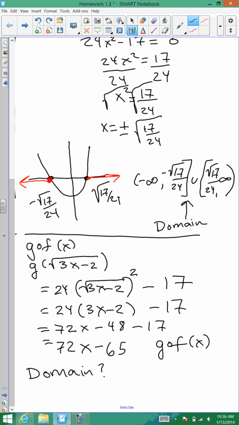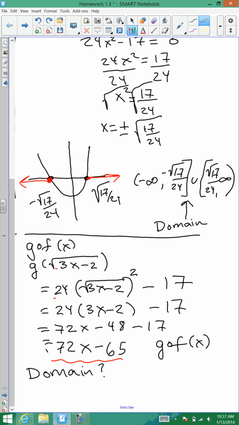Well, that's a little bit harder question than you might initially think, because if you look just at this, then you say, oh, it's just a linear function and its domain's all real numbers, but it doesn't really work like that. What happened was this is really a composite function, and every x first has to go through 3x minus 2, then it gets its square root taken, then it gets squared, then multiplied by 24, and then subtracted from 17. If your x is in the domain, it'll all just work out simplified down as 72x minus 65. But whether you see it or not, you're really still going through that process.